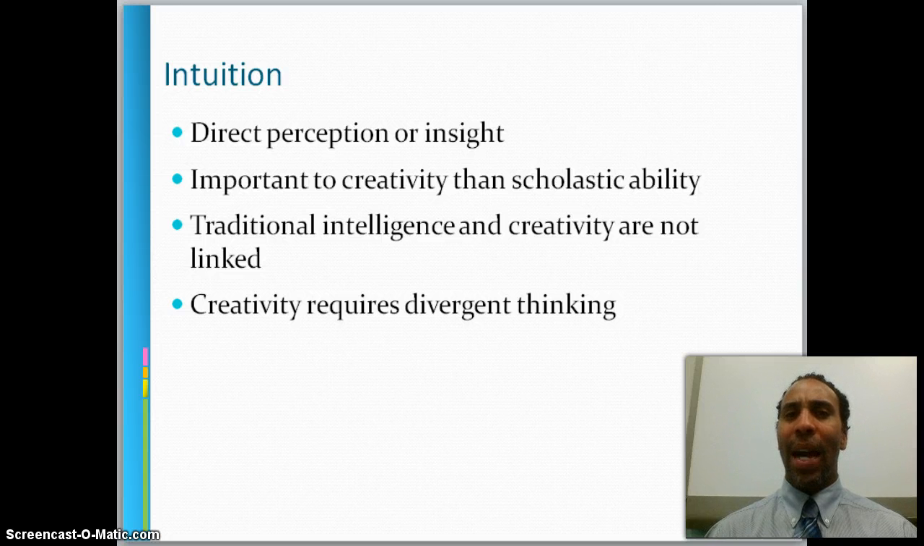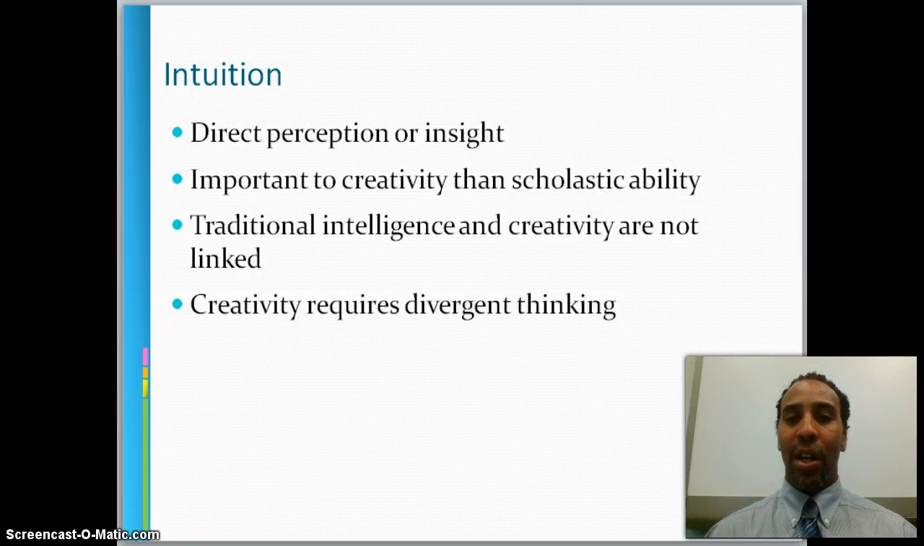So intuition, I've got this hunch, right? My spidey senses are tingling. It's not something that's scholastic, that's learned or intelligent like that. It's just this other sense, this other feeling. My intuition tells me that we should go with A, even though everybody says we should go with B. Traditional intelligence and creativity are not linked, right? You don't have to be super smart to be creative. You could be creative and make a lot of money without being very, very smart or very intelligent.